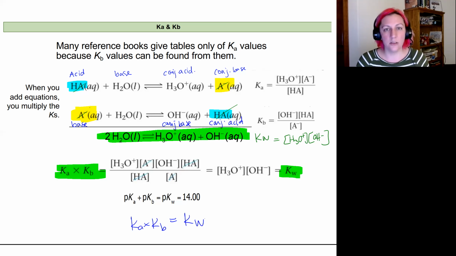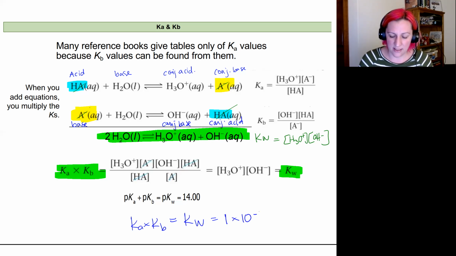So if I need to look this up as a published value to better understand a reaction I'm going to be doing in the lab, and all I can find is the Ka, it's not a problem because I'll be able to use this equation to figure out what the Kb is to help me be prepared for what I'm going to do in the lab. And remember, Kw is 1 times 10 to the negative 14th. So we can also rewrite this.